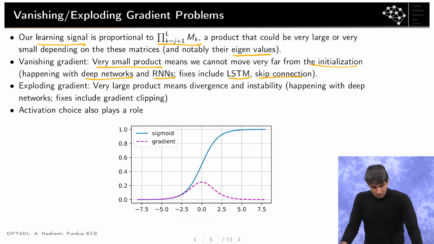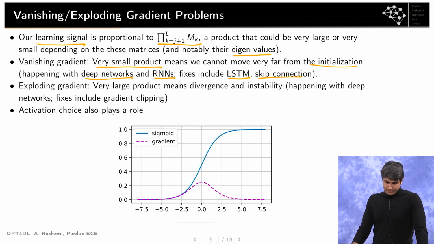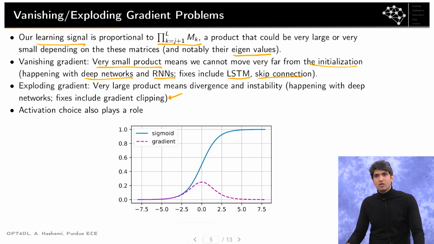So the other problem is exploding gradient. It happens when this product is very large, which means that the gradient is very large. So we're going to overshoot, and this could lead to instability. Again, this happens with deep networks, but I would say the fix here is somewhat simpler, and it's something that we have talked about before. It's called gradient clipping, right? So you just make sure that you have an explicit safeguarding mechanism that ensures that the gradient is not becoming very large.